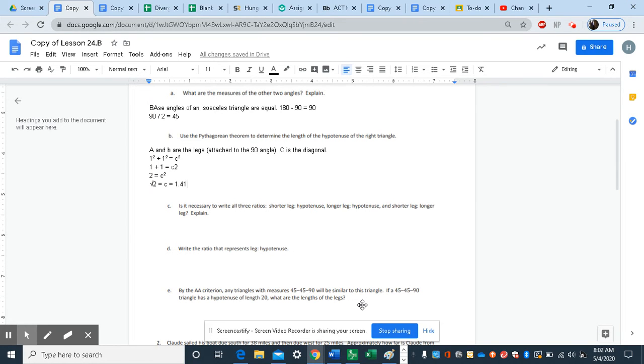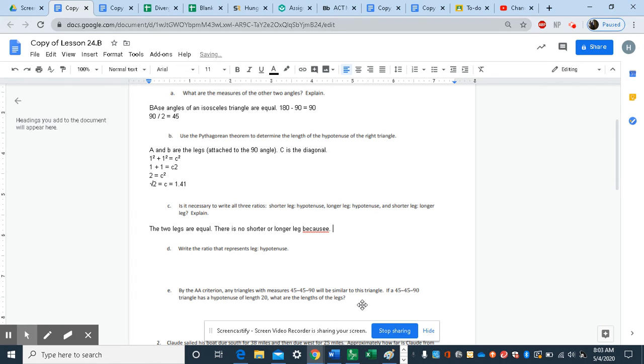Is it necessary to write all 3 ratios of the shorter leg to hypotenuse, longer leg to hypotenuse, and shorter leg to longer leg? It's not necessary because the 2 legs are equal, right? Okay, the 2 legs are equal. There is no shorter or longer leg because they're both 1, right? Because they're equal to each other in this triangle.